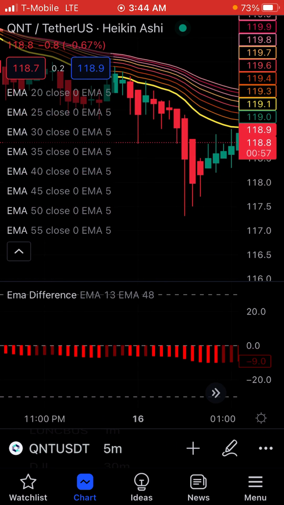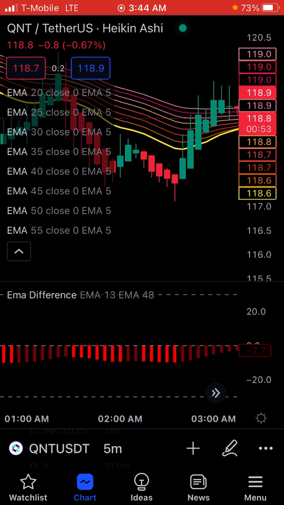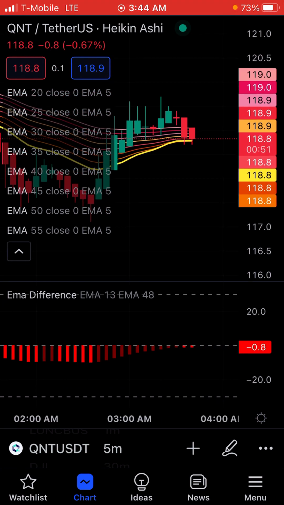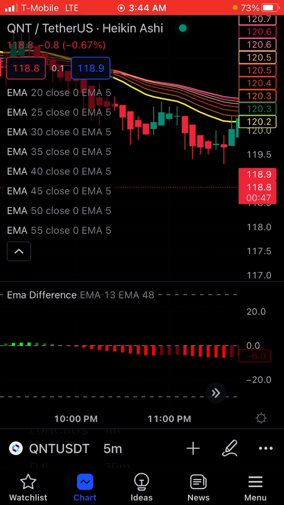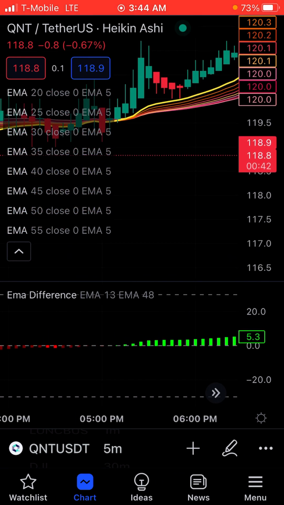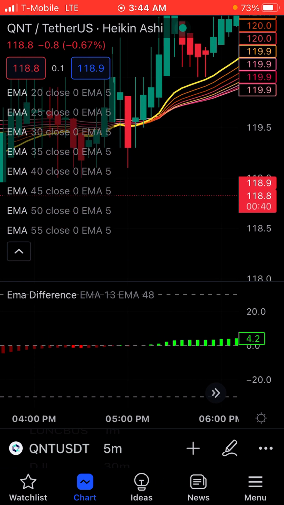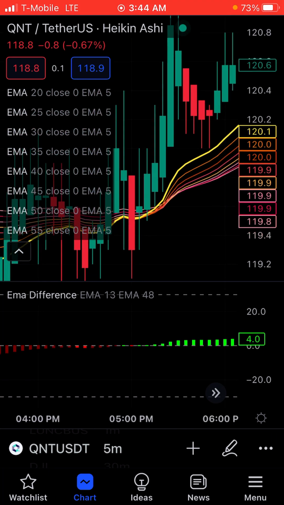So you would follow it. The 20 EMA is already indicating that it is a downtrend. So we don't see any movement here. So let's go back a little bit. Let's see a moment when it went up. Here's a moment if we zoom in. Here's a moment where QNT went up.